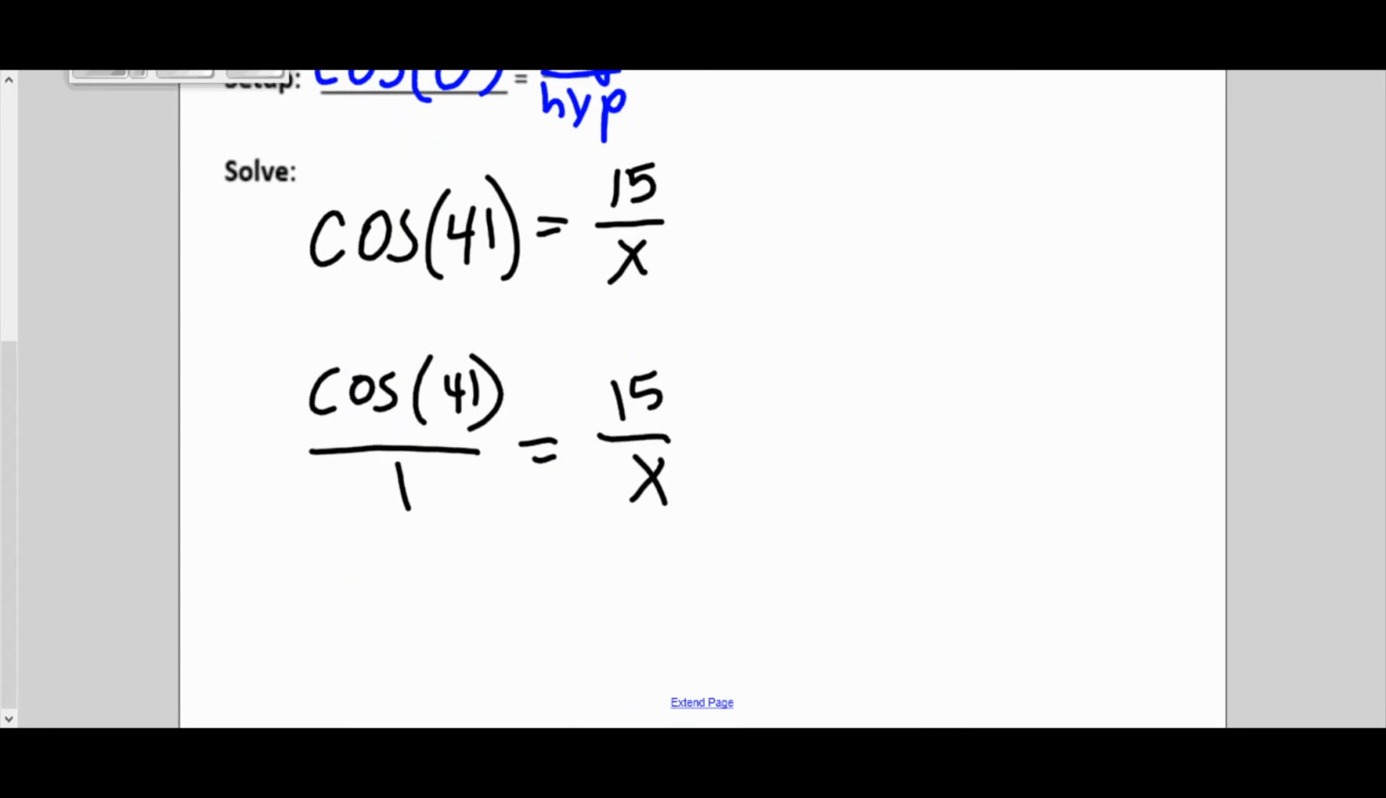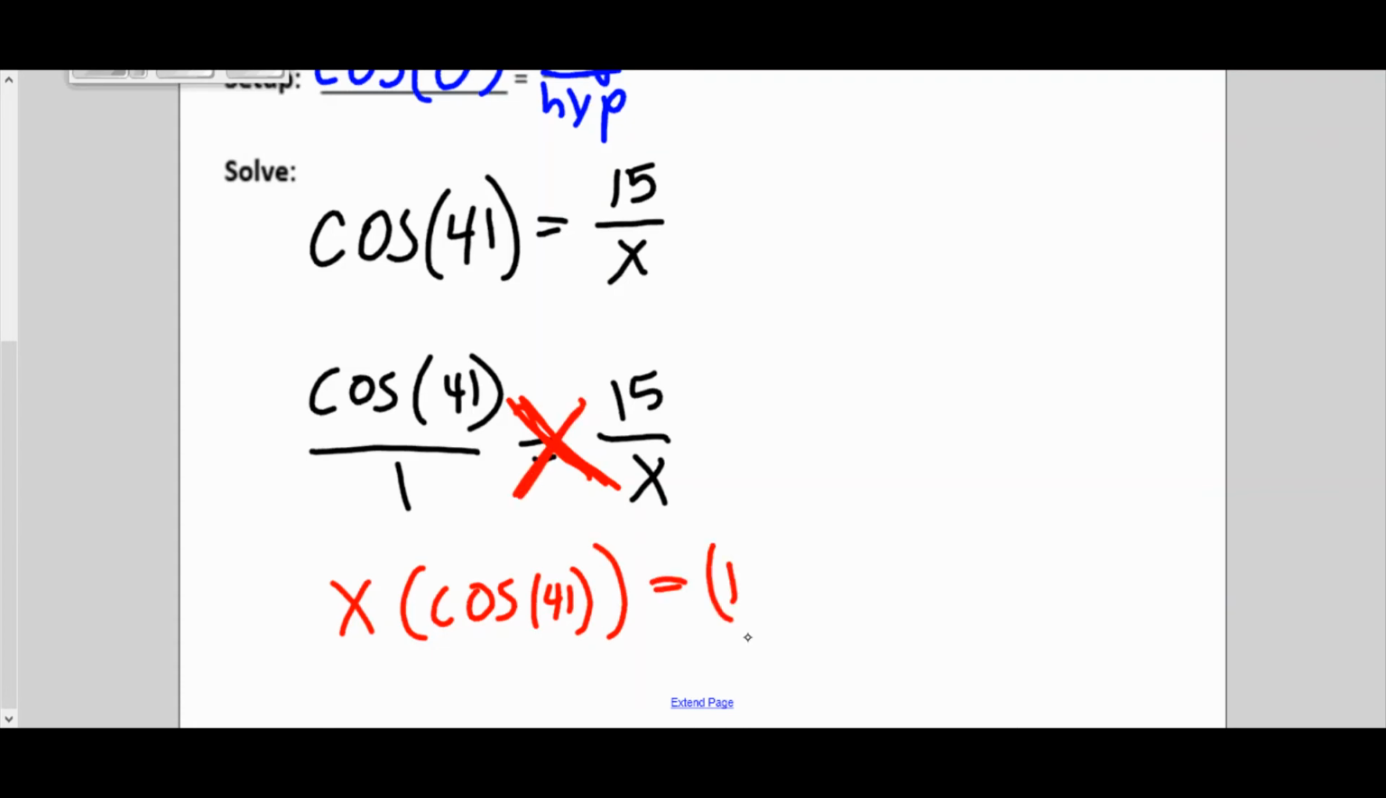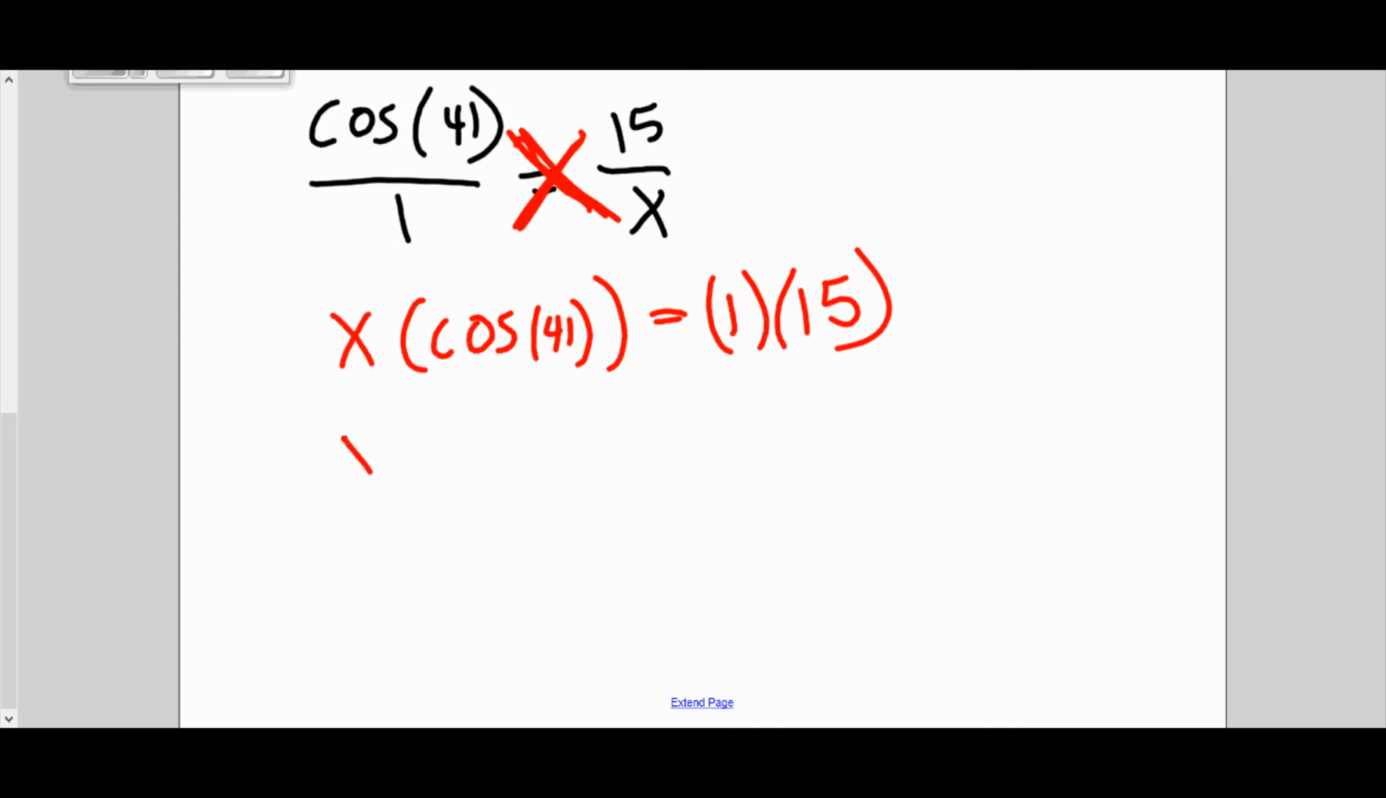So if I want to solve this, what I would do is solve this proportion. So remember, when you solve a proportion, you multiply along the diagonal. So I would do x times the cosine of 41 equals, then along the second diagonal, I have 1 times 15. And now x cosine of 41 is just going to say x cosine of 41. And then 1 times 15 is just 15.